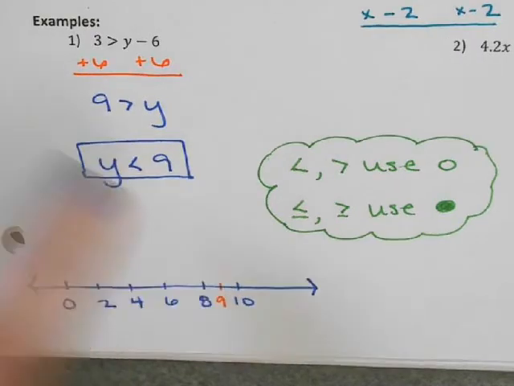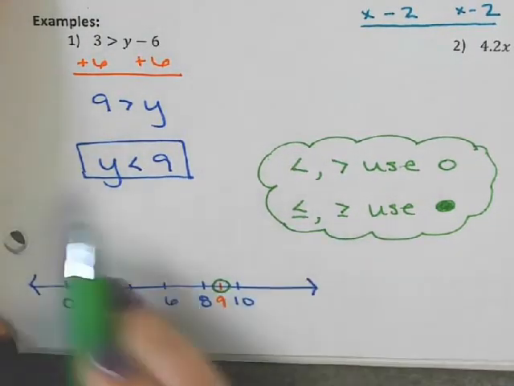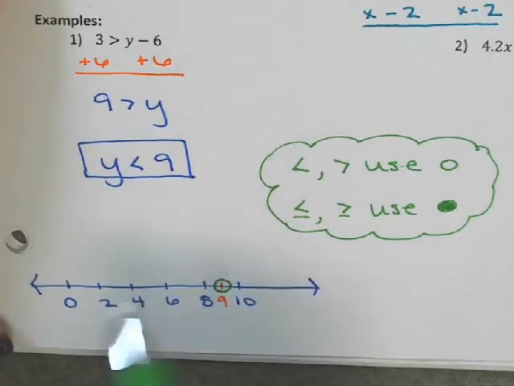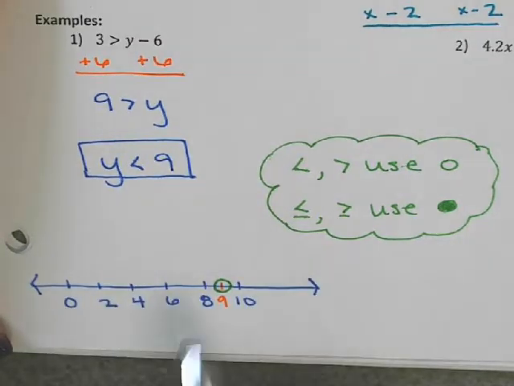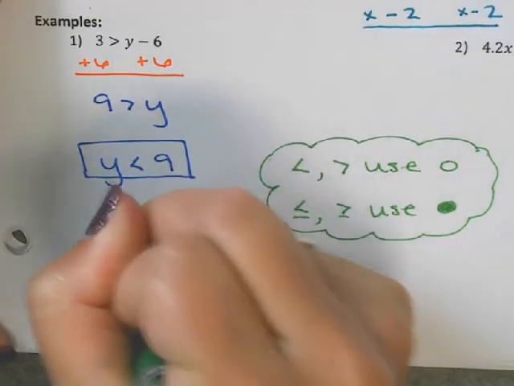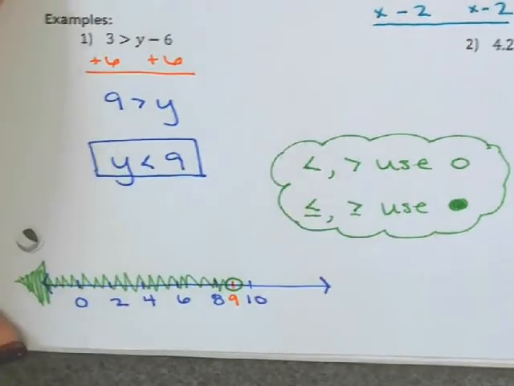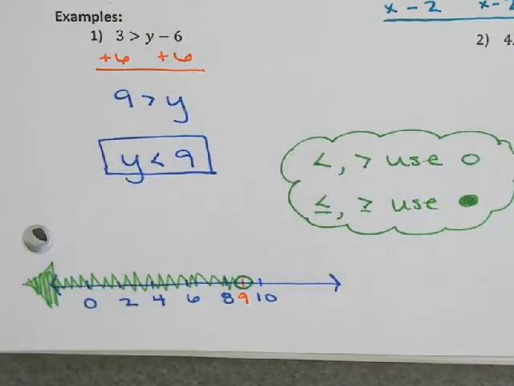So in this case, we're going to use an open circle on 9 because 9 is not less than 9. It would be equal to. So 9 doesn't work. And then what numbers are less than 9? Is it going to be to the left or to the right? To the left. Left is less. So I shade this part of the graph and make sure to shade where that arrow is also so you know that it continues in that direction.